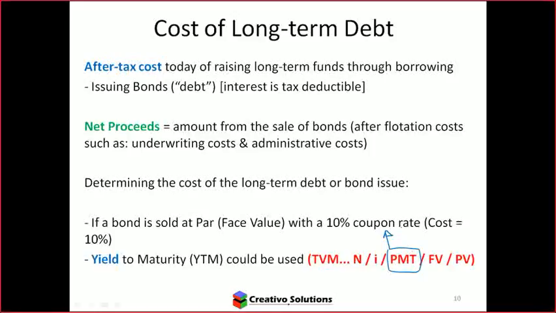The coupon comes from the coupon rate. That's the cost of a bond, because that's the interest you're paying. That's the nominal cost, not the effective cost. Remember, there's a difference between nominal and effective rates. Okay, what's the future value, which is what for a bond?